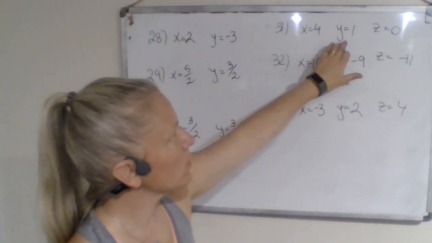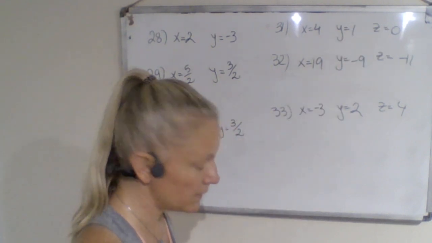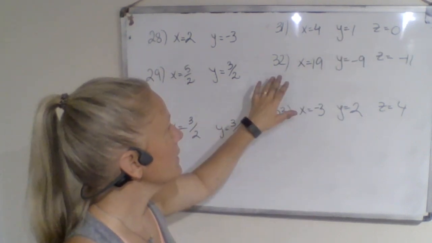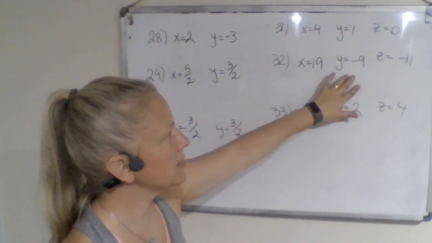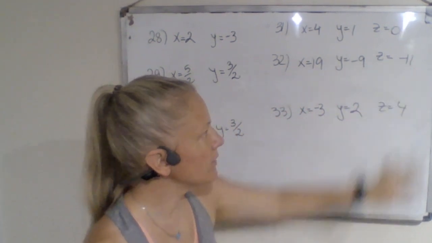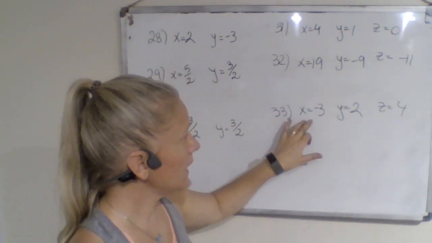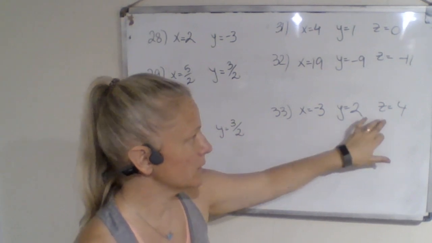31, x is 4, y is 1, z is 0. That's the one that I set up the matrix for you. 32, x is 19, y is negative 9, z is negative 11. 33, x is negative 3, y is 2, z is 4.